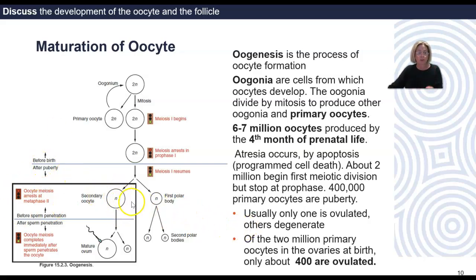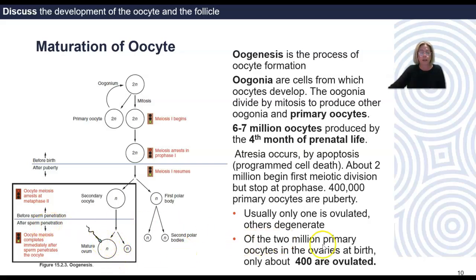And this secondary oocyte is ovulated, right? And usually only one is ovulated and all of the others kind of degenerate. Then if there is a sperm in the area and fertilization does occur, then that secondary oocyte completes the second stage of meiosis immediately after the sperm penetrates the oocyte. And then what you have is the haploid number of chromosomes in the secondary oocyte and in the sperm coming together to form that diploid zygote.